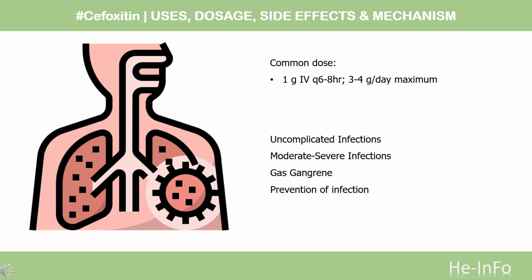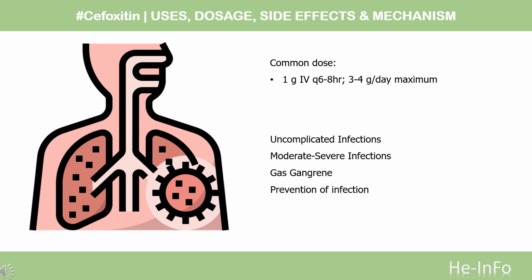Dose. The dose of this medicine will be different for different patients. Uncomplicated infections: 1 g every 6 to 8 hours, 3 to 4 g/day maximum. Moderate to severe infections: 1 g every 4 hours or 2 g every 6 to 8 hours, 6 to 8 g/day maximum.